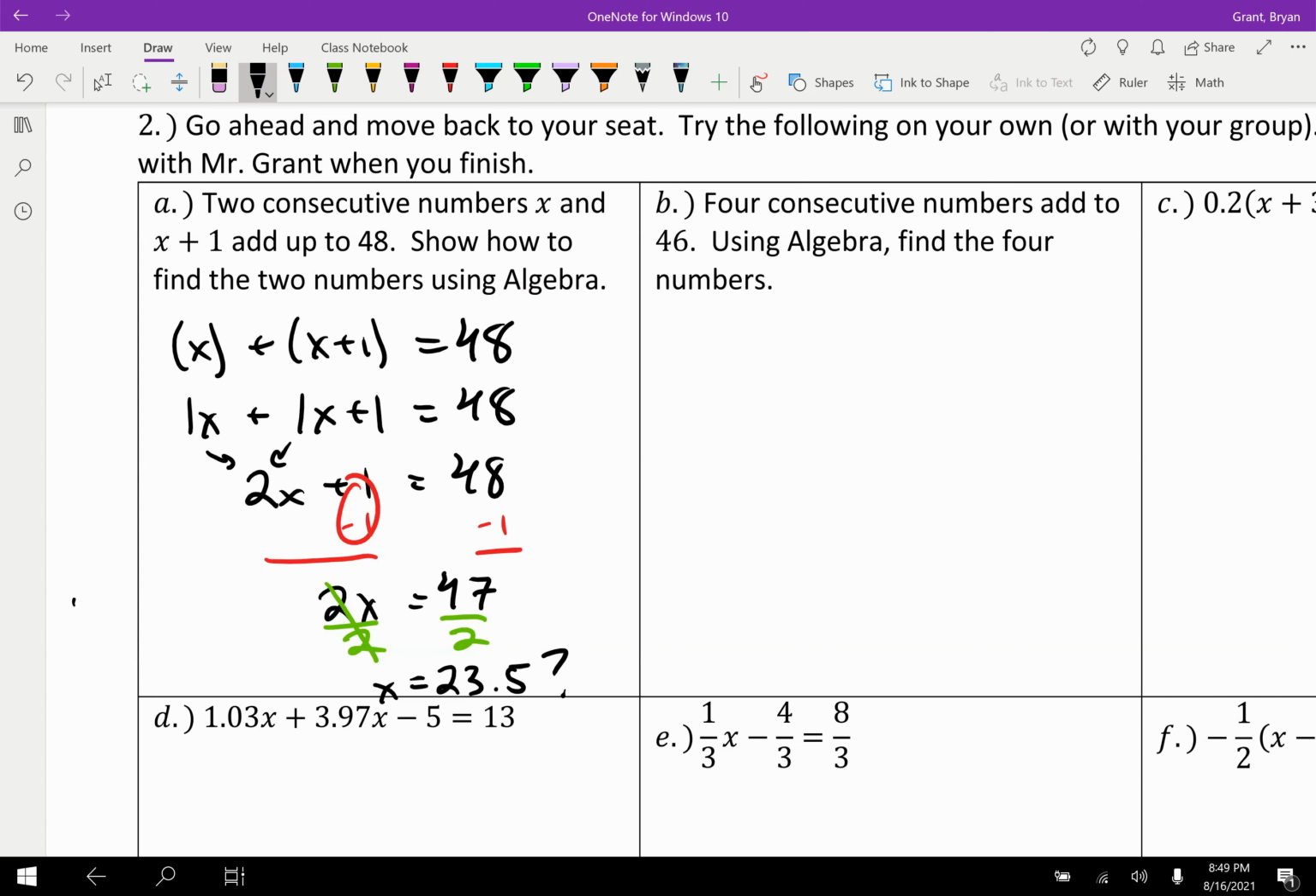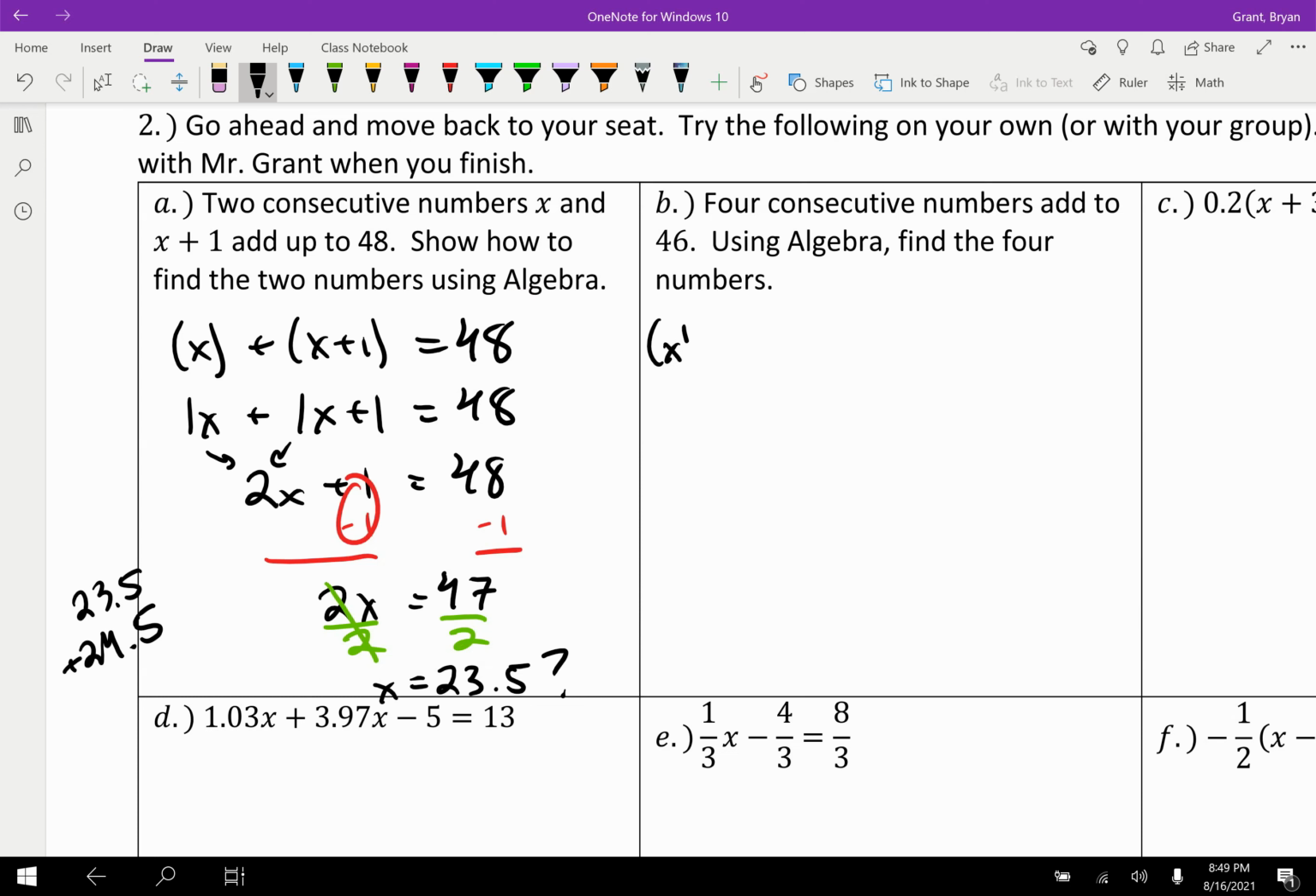Now you could argue, well, it's 23.5 plus 24.5. And you're right, that does work. So if you wanted to argue this way, great. If you wanted to say there are no integers, that is good as well. Let's try 4 consecutive numbers. Wonder if this is going to end up being an odd number as well. I think it will, but let's try it.